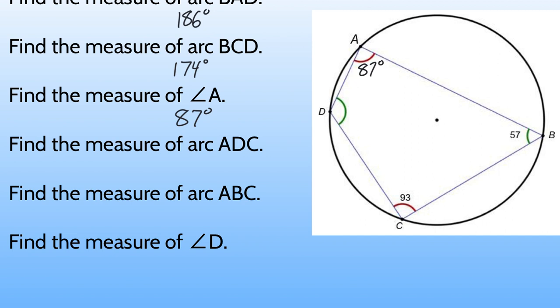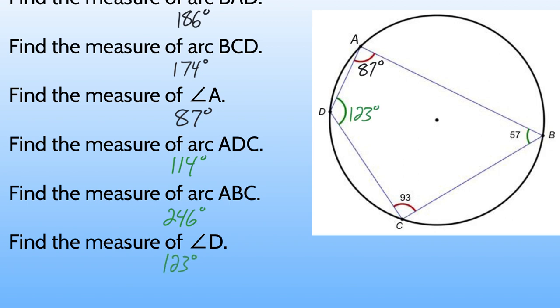This question's asking for our arc ADC. Well, arc ADC has the inscribed angle of 57. So 57 times 2 is 114 degrees. Now, similarly to the last one, it's asking for arc ABC. Well, these two make 360, so we subtract 360 minus 114 again, and we get 246 degrees. And then likewise, since arc ABC has an inscribed angle, angle D, we can cut that in half. And when we divide that in 2, we get 123 degrees.